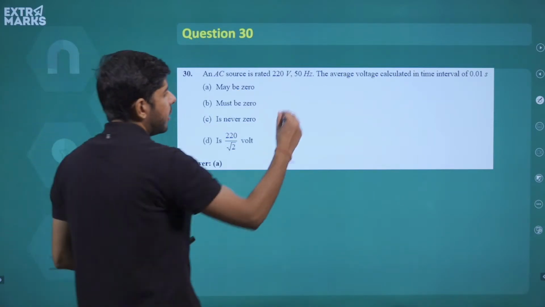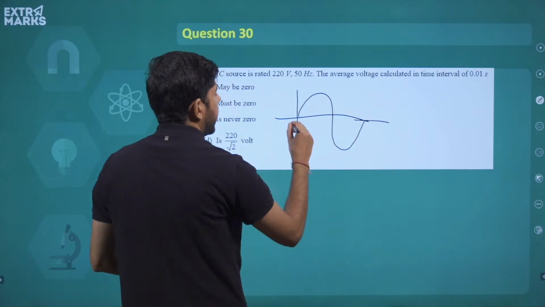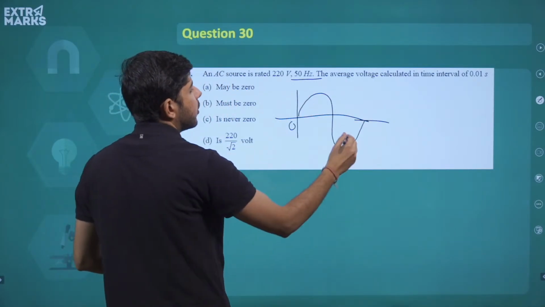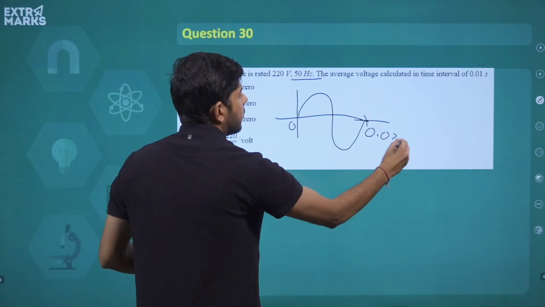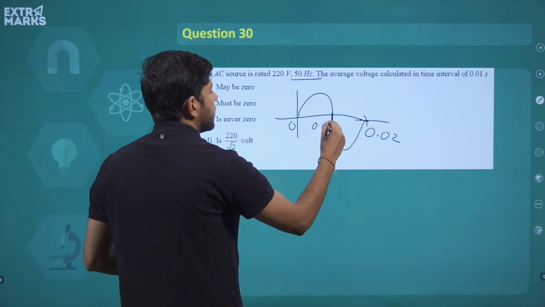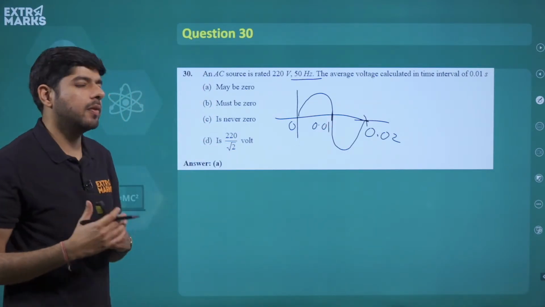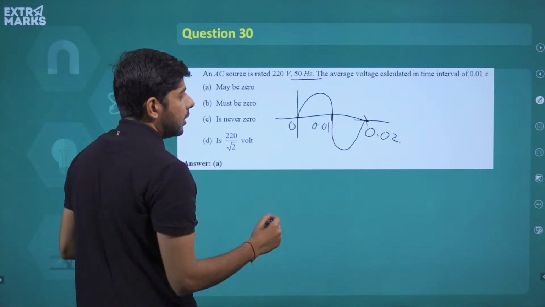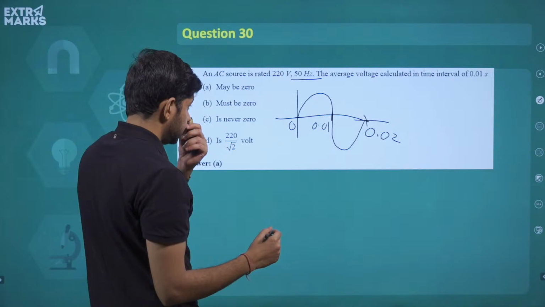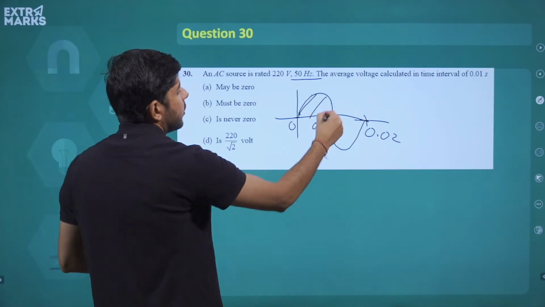Next one, average voltage. So guys, if I draw the diagram for the voltage, it is like this. And what is the time period? It is 0.02, right? 1 by frequency. So this is 0.02. This is 0.01. So they are asking the average value in 0.01 seconds. So guys, if we take from the starting, then of course it won't be 0.